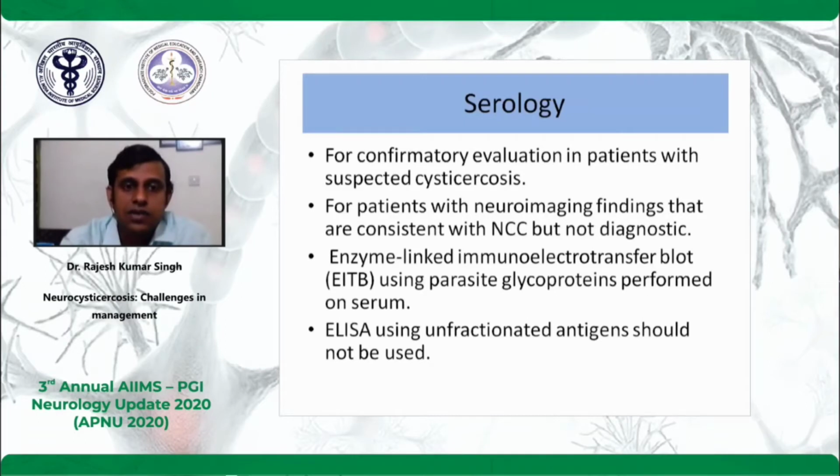EITB, enzyme-linked immunoblot using parasite glycoprotein antigen, is the best test which can be done. And ELISA using unfractionated antigen should be avoided.